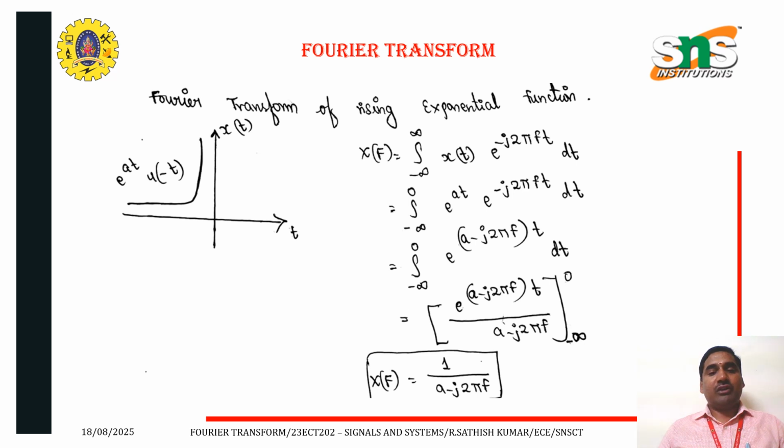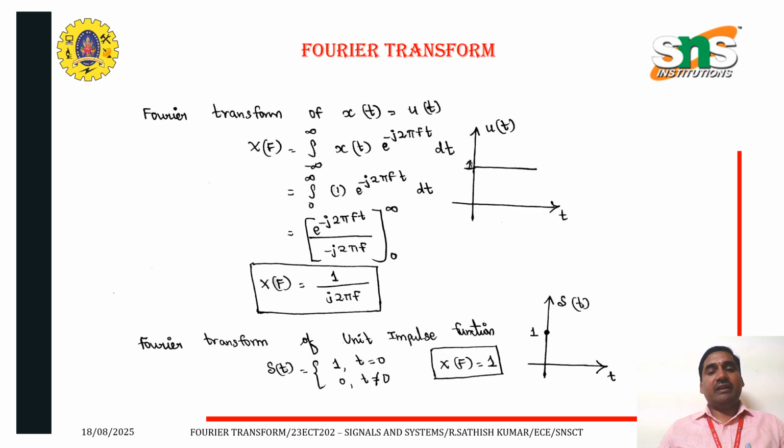Next one, similarly for rising exponential function, X of f is equal to integral over minus infinity to plus infinity x of t into e power minus j 2 pi f t into dt. E power at, with e power of minus t, means limits vary from minus infinity to 0. Now we can take t as common, and differentiate and integrate. We can get e power 0 as 1, divided by a minus j 2 pi f.